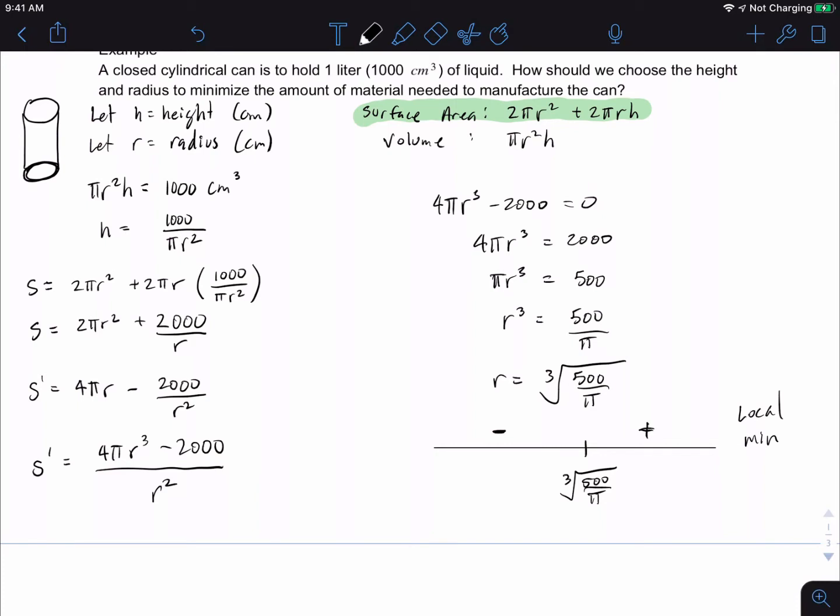Now, let's look at what the question said. How should we choose the height and radius to minimize the amount of material? Well, we now have the radius, right? The radius is the cube root of 500 over pi. We need to go get the height. And we can get the height from here, right? So the height is going to be 1,000 over pi, the cube root of 500 over pi, that quantity squared.